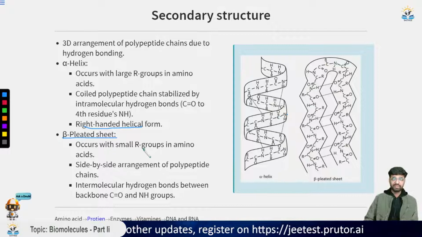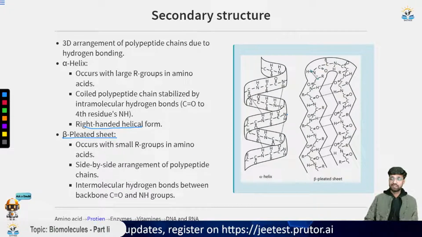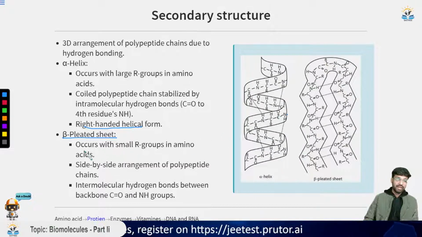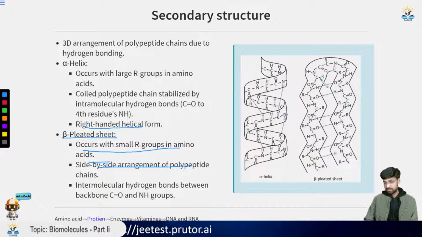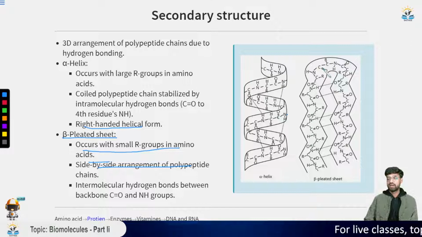Now next we have the beta pleated sheet. So it looks like this. It occurs with small R groups in amino acids, in a side by side chain arrangement of polypeptide chains, in which hydrogen bonds are formed between two groups of the same functional group. Only the bent part is allowing this here, in the beta pleated sheet.